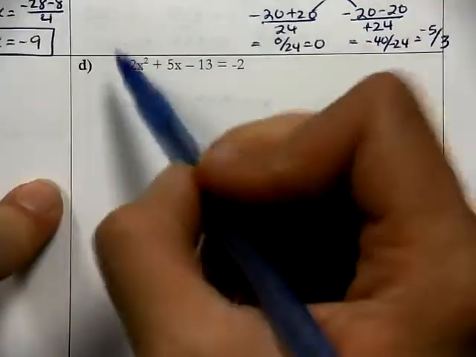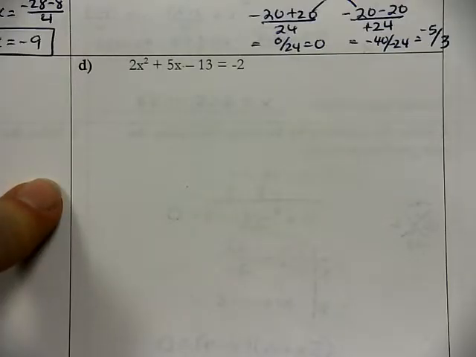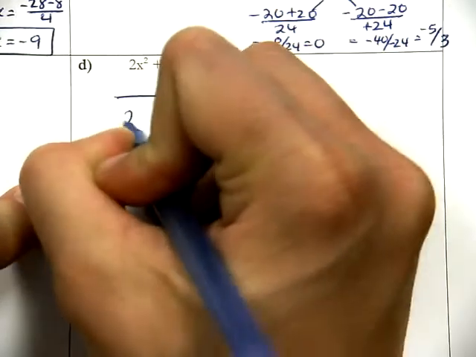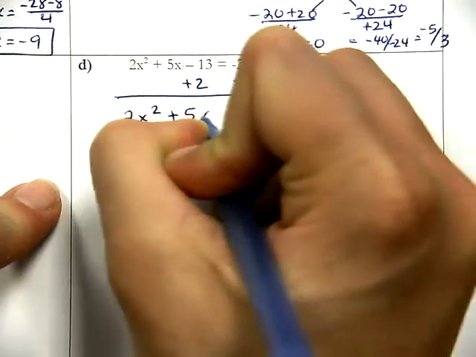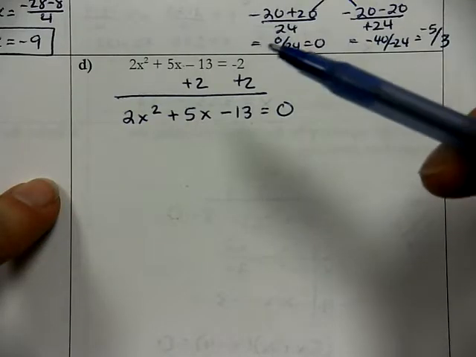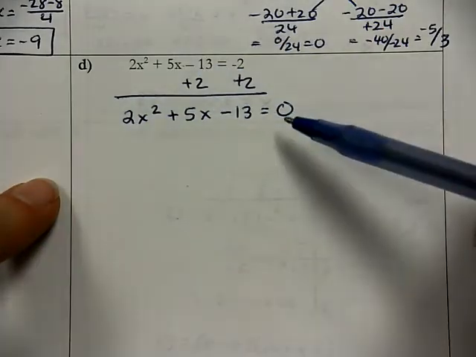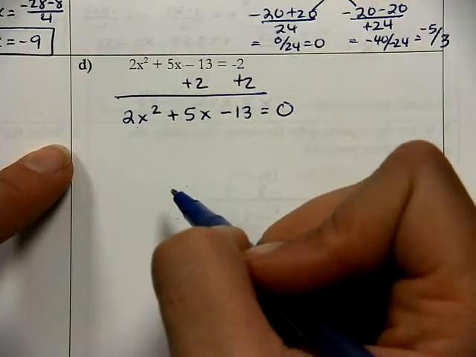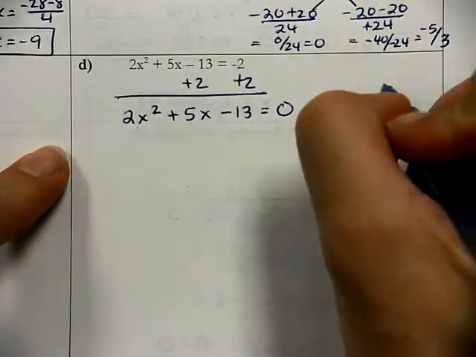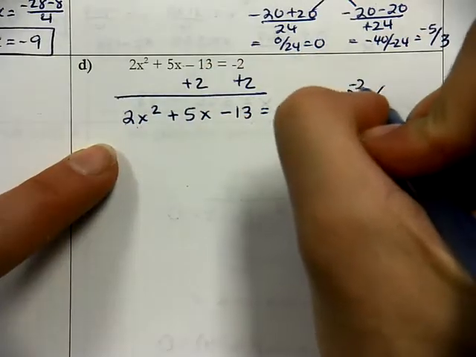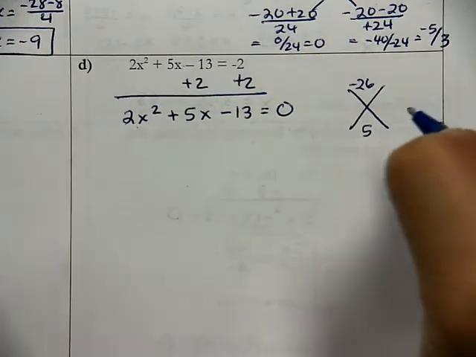Alright, then finally moving on to D. I see an x squared and an x. I have to get this set equal to 0 before I start solving. So I'm going to add 2 to both sides. 2x squared plus 5x minus 13 equals 0. Now, because it's in standard form, I'm going to try solving by factoring. The GCF of these three terms is 1, so that doesn't help me at all, but I can now do my product sum. So two things that multiply to be 2 times negative 13, or negative 26, and add to be 5.